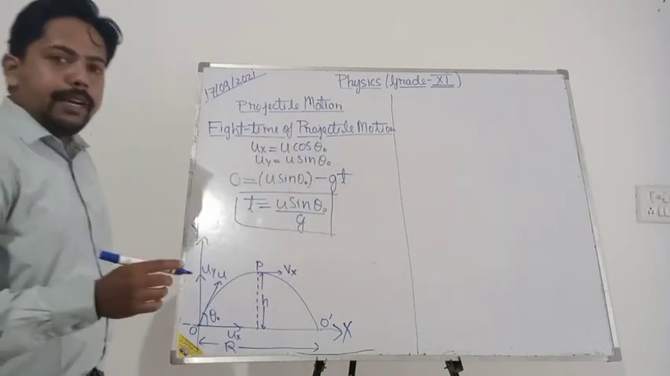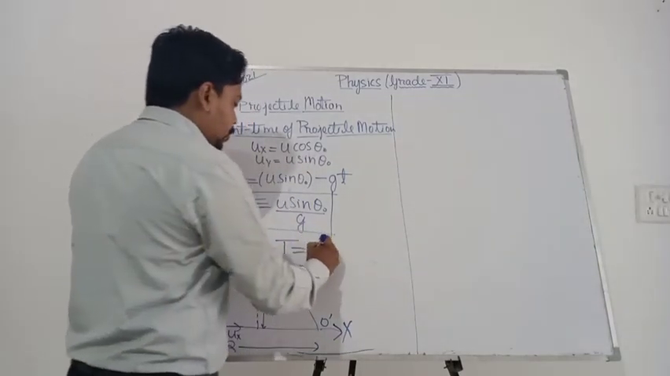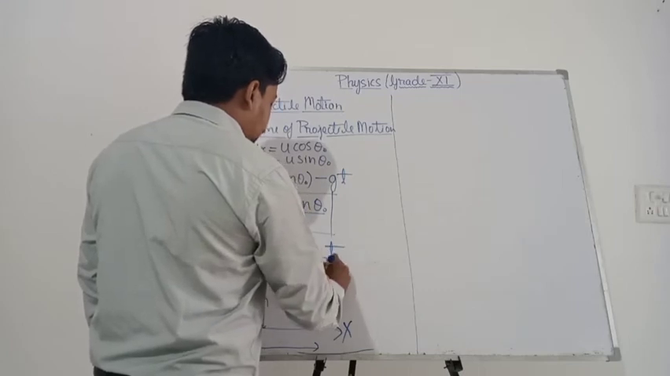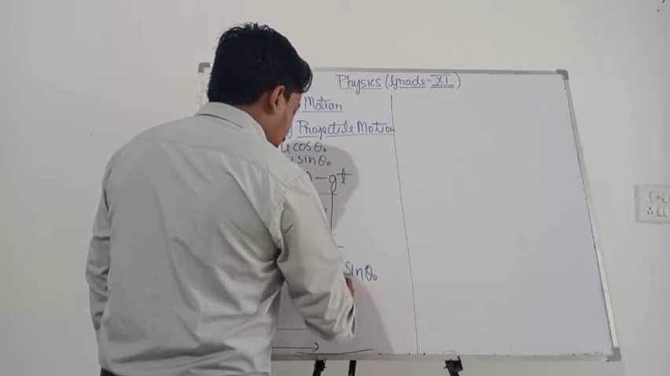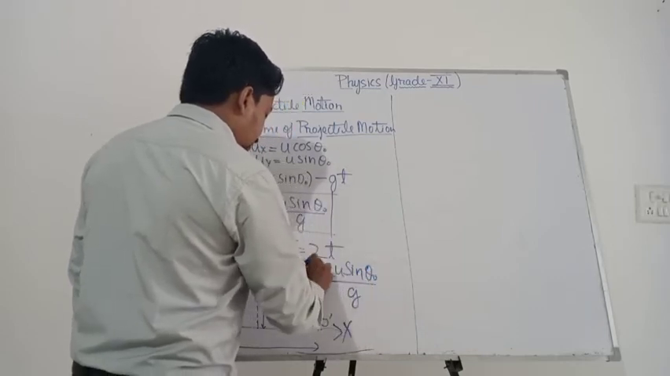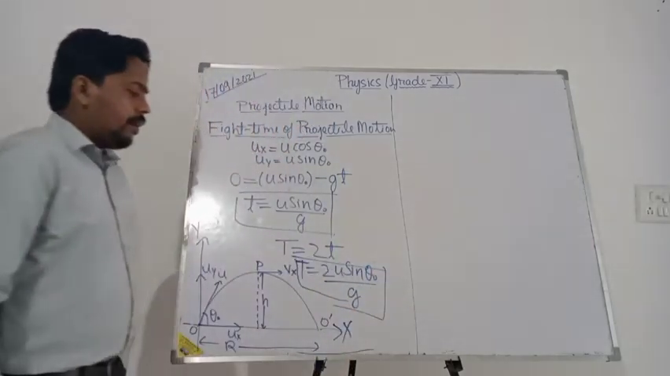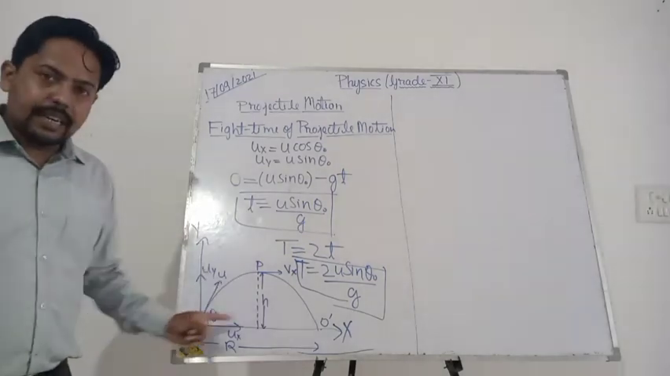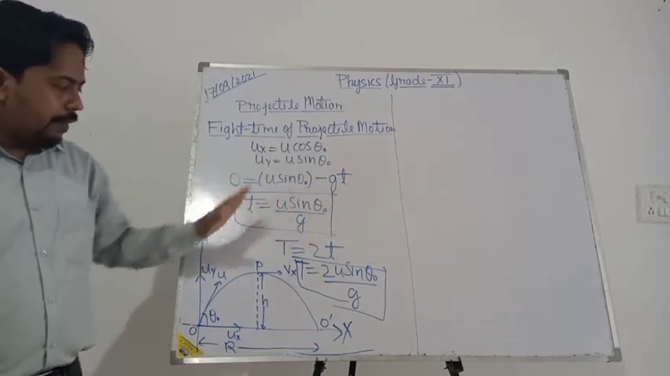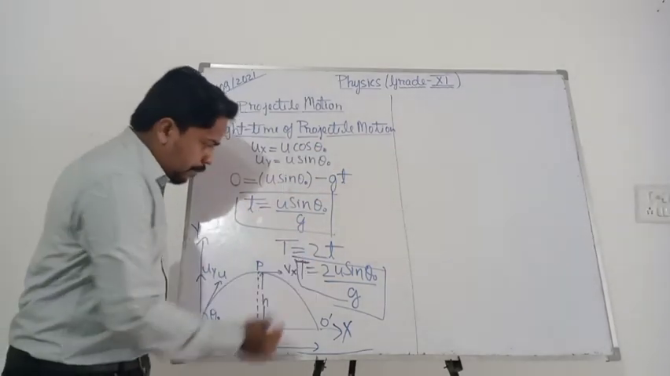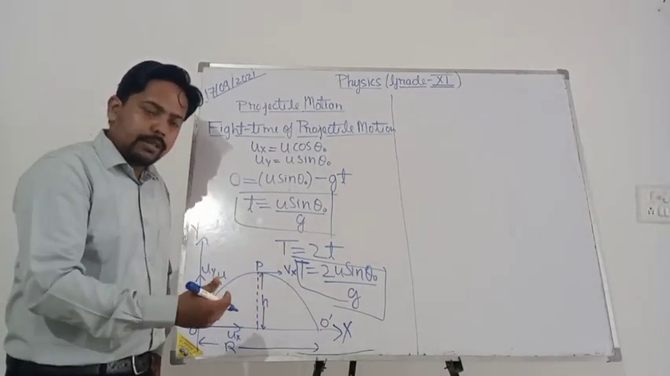So the total time, let us denote the total time by capital T, and that T will be equal to 2 into t, and this will come out to be 2u sin theta naught upon g. So this will be the actual time which a particle needs to cover a certain range. This is the required flight time of the projectile particle that we have derived, and this formula is very important for every student to learn, because on this basis only we will be solving different numericals.